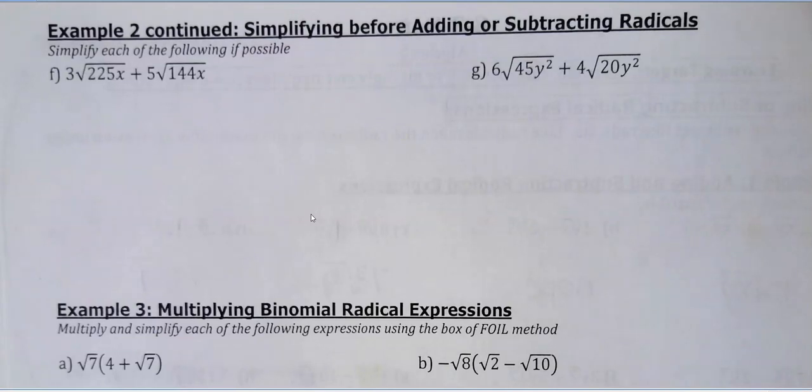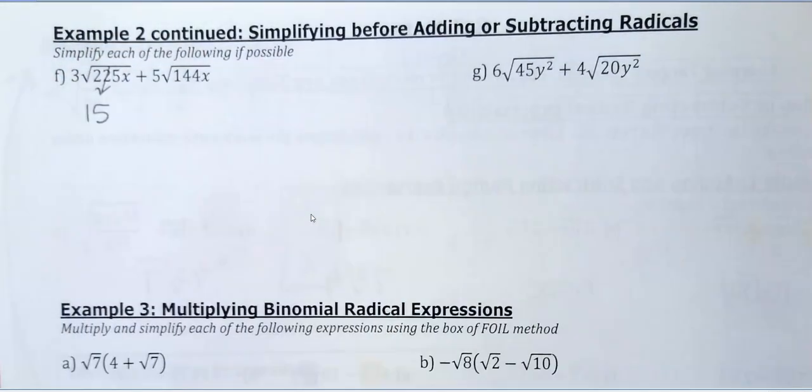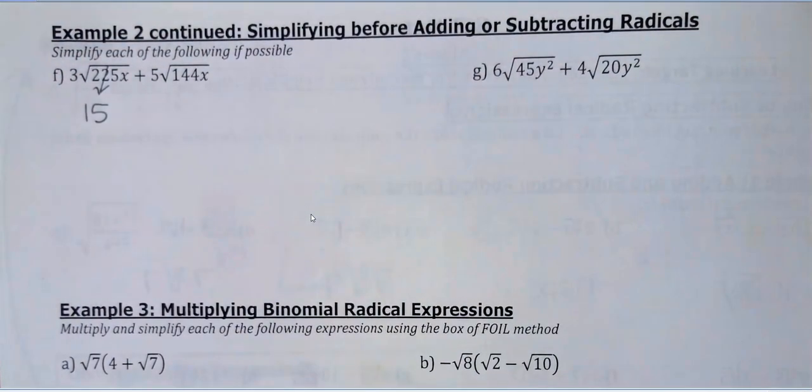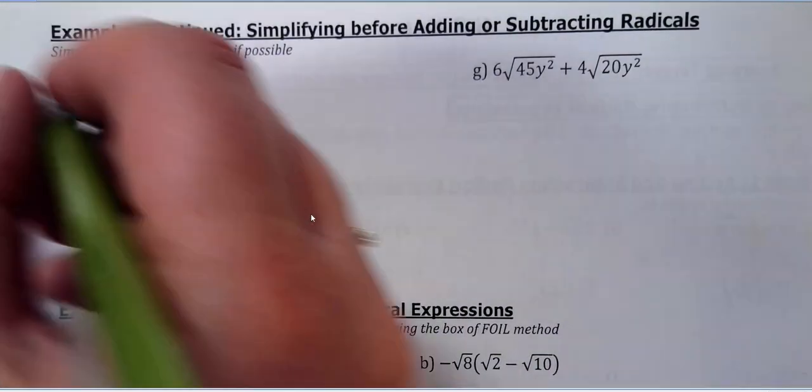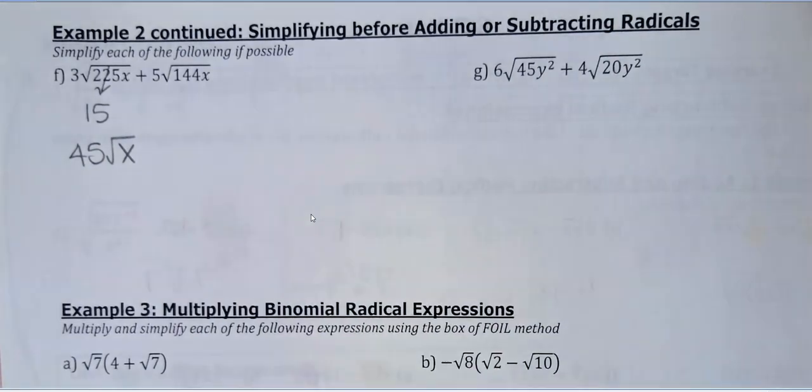Anybody, actually, this is kind of a tricky question. Anybody know square root of 225? It's a perfect square. I know my list doesn't go up that high. Does anybody know square root of 225? It's 15. This is actually a perfect square here. Now, the x is going to have to stay underneath, but I can completely remove that number. So 3 times 15 is 45, and then left under the square root is x.